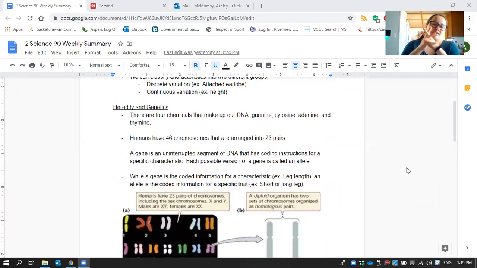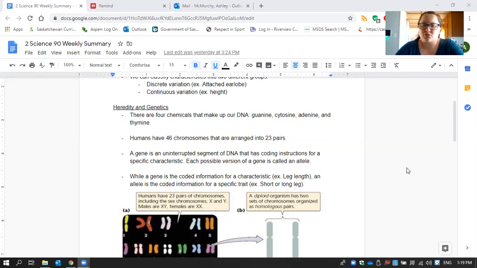So then your second lesson was on heredity and genetics. There was a lot of stuff involved in this one. We talked about what makes up DNA. We know that it's a double-stranded shape that's called a double helix. And within your DNA, there's really only 4 chemicals that make up your DNA, and they come up in different combinations. Those are guanine, cytosine, adenine, and thymine.